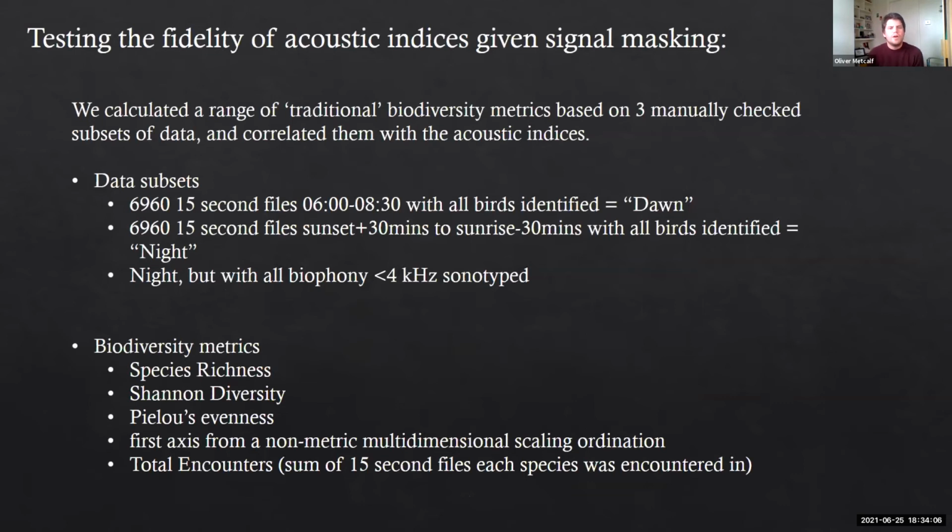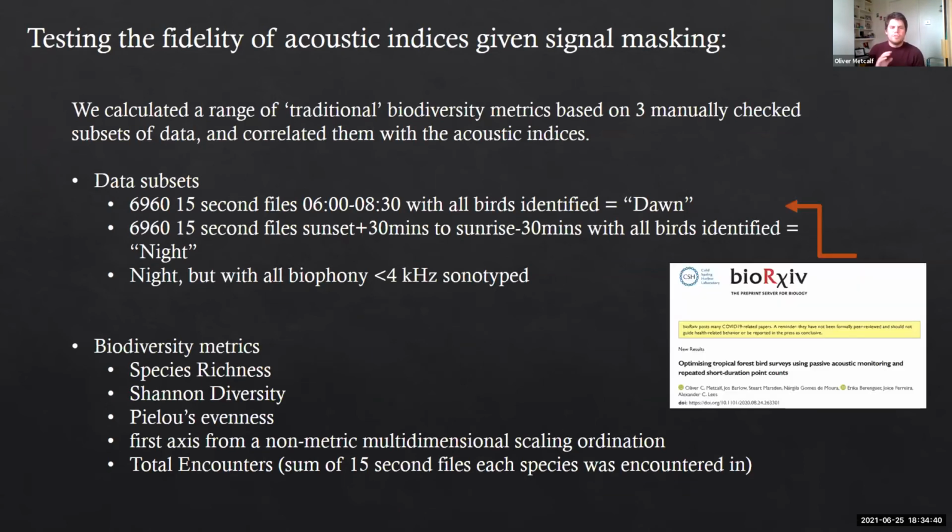And then the final thing we wanted to do was test the fidelity of acoustic indices. So we calculated a range of traditional biodiversity metrics based on 3 manually checked subsets of data and correlated them with the acoustic indices. So the data subsets we used were 6,960 15-second files from between 6 a.m. and 8:30 a.m. with all the birds manually identified. So that's our dawn subset. The same at night from 30 minutes after sunset to 30 minutes before sunrise.